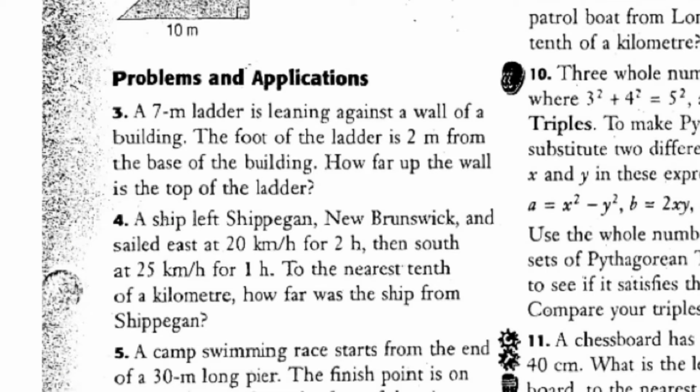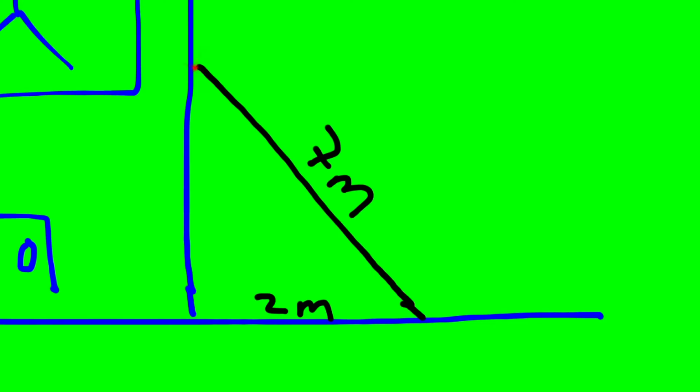And the question says, how far up the wall is the top of the ladder? So we want to know, this top of the ladder, how far up the wall does this go? That's our unknown piece of information right there. That distance that I'm outlining in red is our unknown. Let's call that x. And as you can see here, we very clearly have a right triangle. There's our right angle, our 90-degree angle. And the hypotenuse is the side opposite the right angle. The hypotenuse is 7 meters. The one leg is x and the other leg is 2 meters.